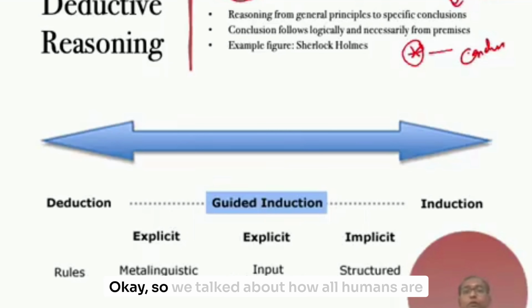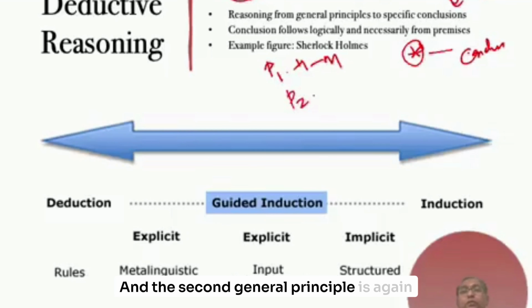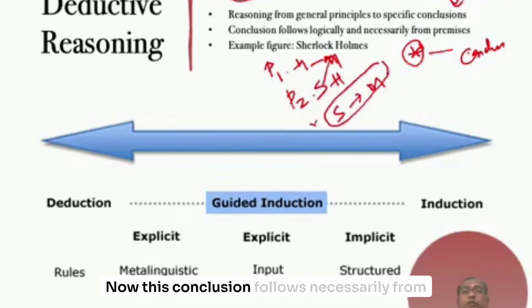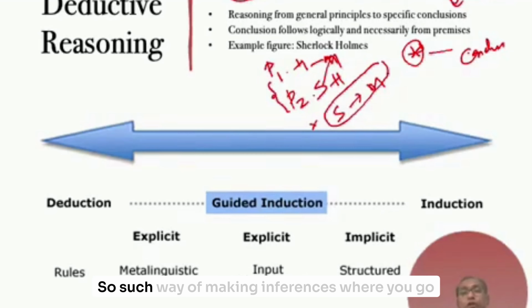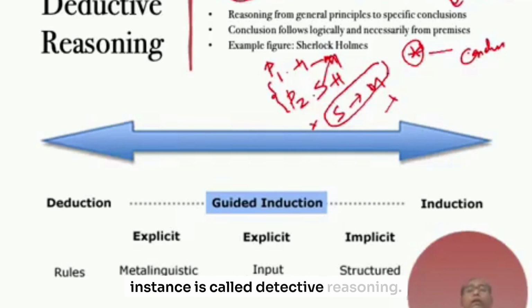Okay, so we talked about how all humans are mortal, right? And the second general principle, or given fact, is that Socrates is human, right? Then the conclusion you draw is that Socrates is mortal. Now, this conclusion follows necessarily from the premises. Such a way of making inferences, where you go from general information applied to a specific instance, is called deductive reasoning.